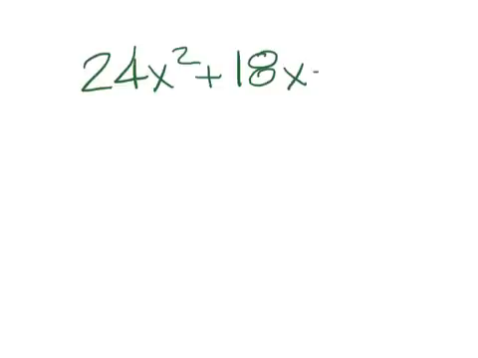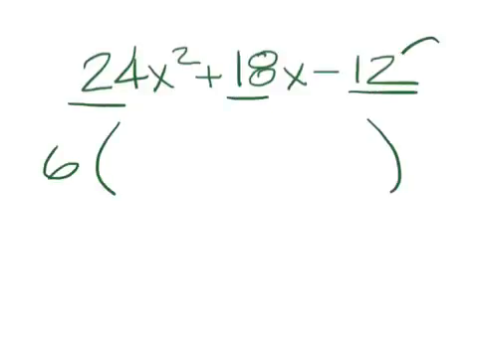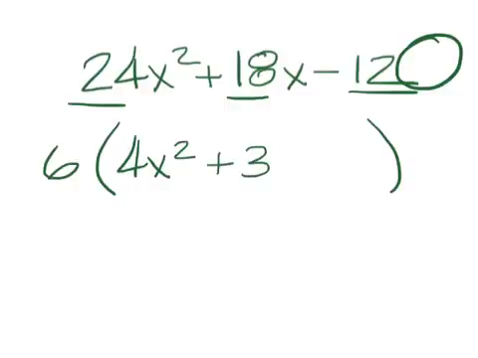Bring this up and drop it off. 24x squared plus 18x minus 12. The highest number you can take out of all three is 6. There is no x term back here, so you can't take it out. And divide everything by 6 to get 4x squared plus 3x minus 2.